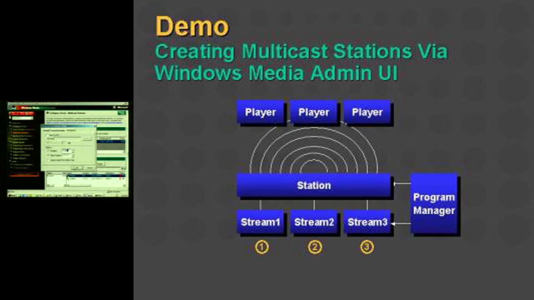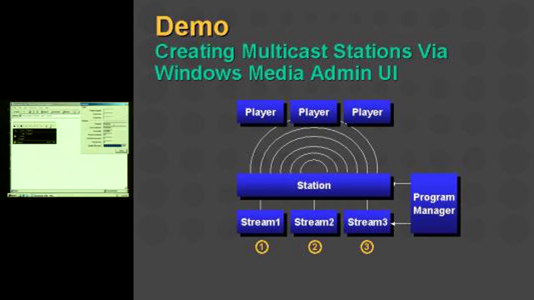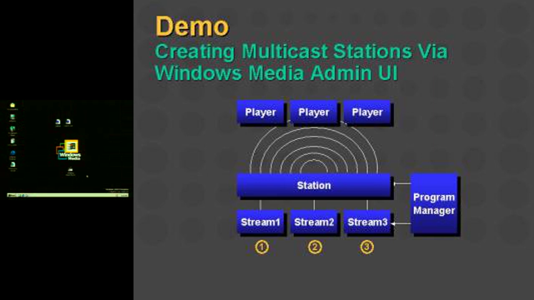So I mentioned some terms earlier in slides. And what you'll see is two streams in a program being played through a station via multicast. What I'll do now is start that program. So now the server is actually multicasting this content out. And if I come over here to the multicast station, I can plug in and listen to it. Now I could also easily connect to it in unicast.